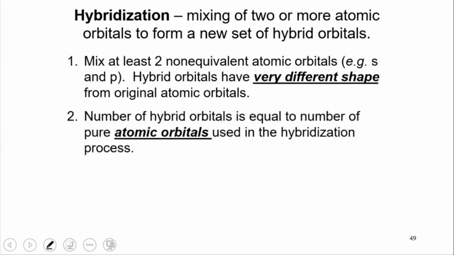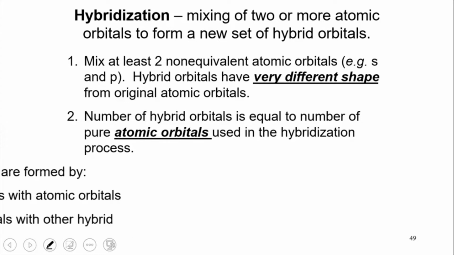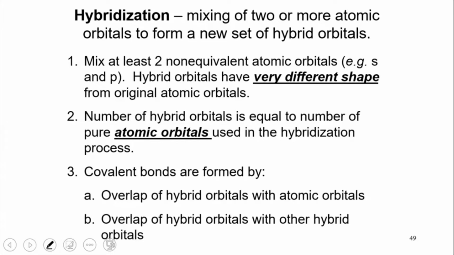One important thing is that the number of hybrid orbitals you generate has to be equal to the number of atomic orbitals that were used in the process. So now, when an atom is going to form a chemical bond, it has some other options. It can overlap hybrid orbitals on one atom with atomic orbitals on another atom, or you can overlap hybrid orbitals with hybrid orbitals on the other atom. So now you have a few more options to work with here.